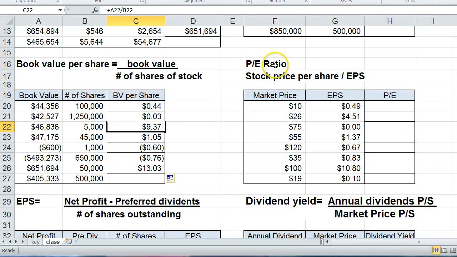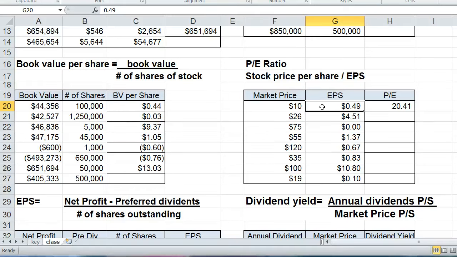Now the PE ratio is a very important ratio, and if we're going to calculate it, we just take the stock price divided by the earnings per share. So it's a multiple of earnings per share. So a company with a PE of 20 means that the stock is trading at 20 times their earnings. And that's an important thing because if the PE gets too high, the company is considered overvalued because it's trading too many times their earnings.